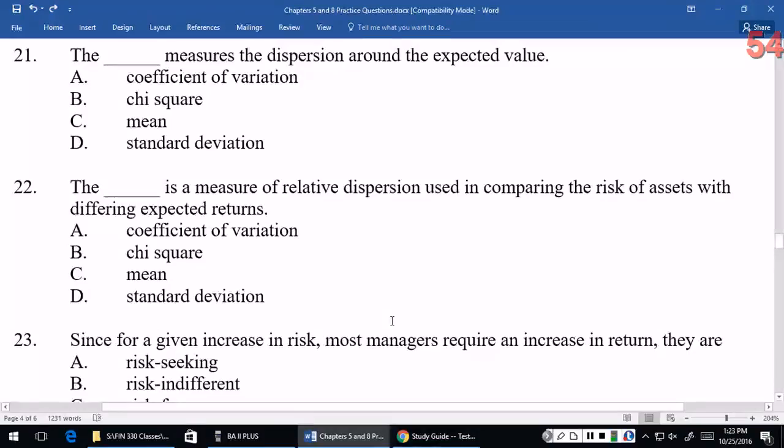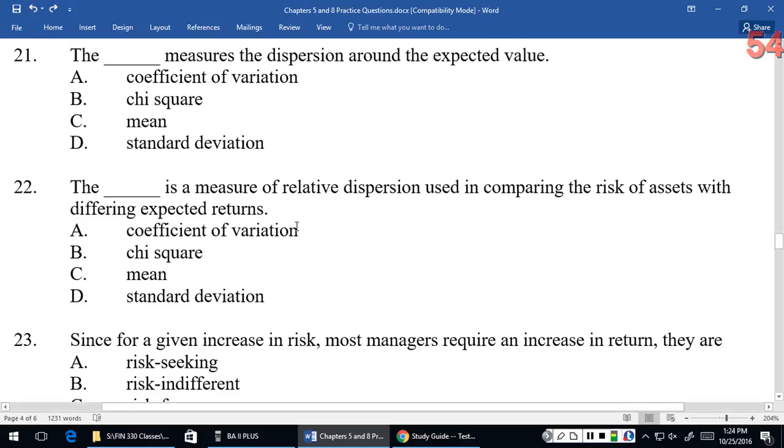Number 21, the blank measures the dispersion around the expected value. Standard deviation. Number 22, the blank is a measure of relative dispersion used in comparing the risk of assets with different expected returns. And that's going to be A, the coefficient of variation. We said the standard deviation is useful for comparing the risk of assets with the same expected returns. The coefficient of variation is useful for comparing the risk of assets with different expected returns. The standard deviation is a real measure. The coefficient of variation is a relative measure.